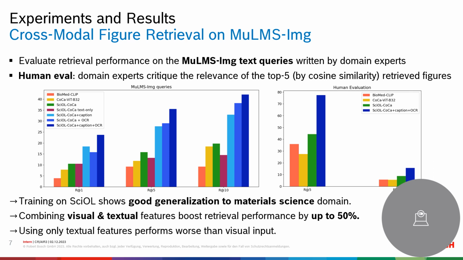This increase comes from combining visual and text features, since only using text features as input performs similar or below our SciOL COCA base model. Our human evaluation of the top 5 retrieved figures confirms the previous observations that adding textual features highly improves retrieval performance in the material science domain.